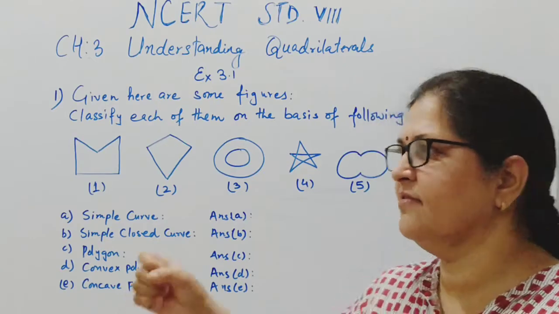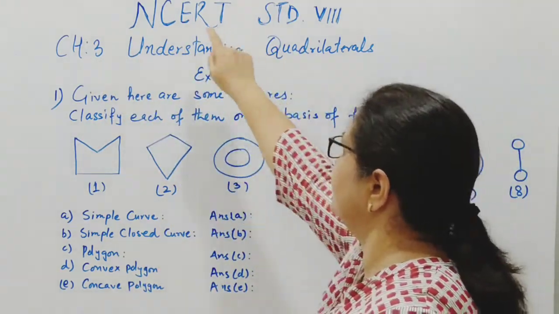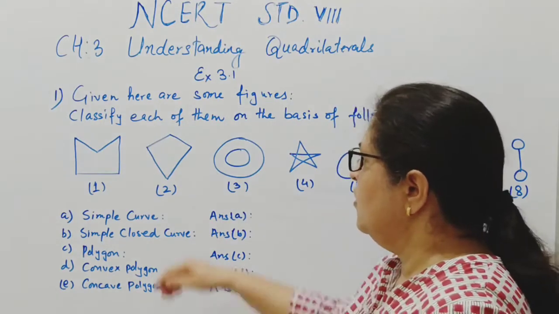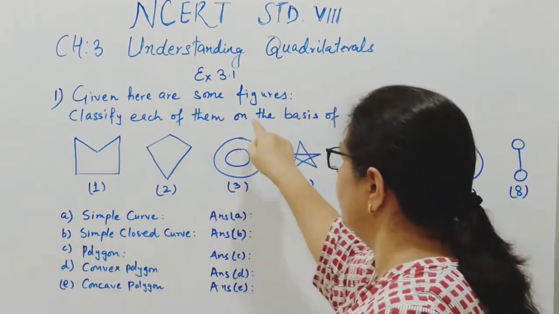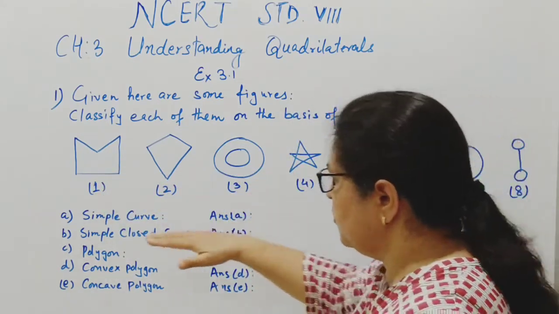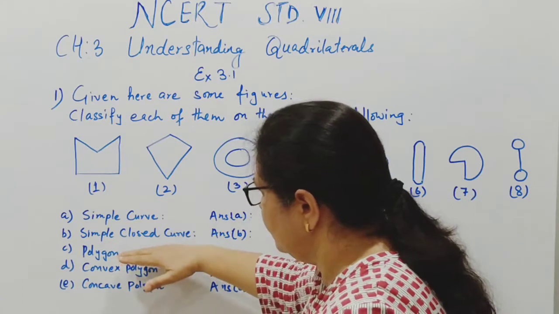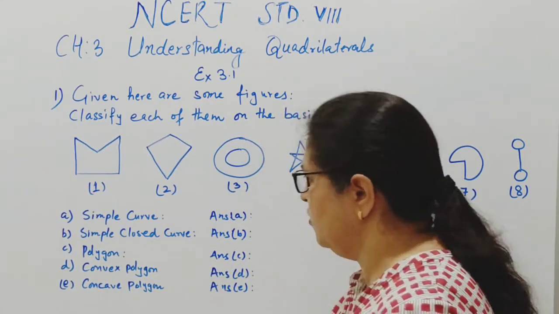To start with Exercise 3.1, Chapter 3, Understanding Quadrilaterals, NCERT Standard 8. First question is given. Here are some figures. Classify each of them on the basis of the following. We are given 8 figures. We have to classify them as simple curve, simple closed curve, polygon, convex polygon, concave polygon.